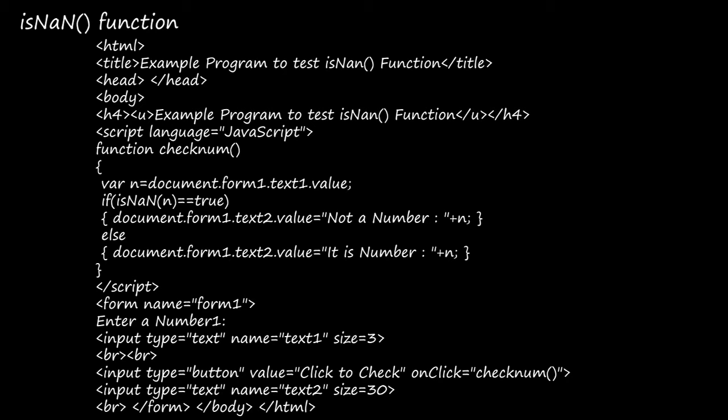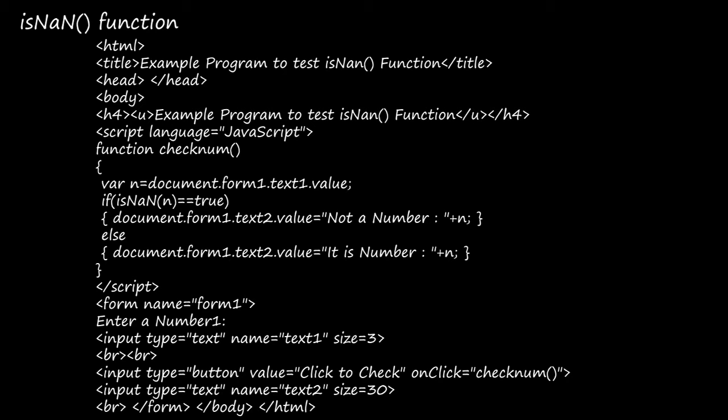And the next one, script language is equal to, inside the double quotes, JavaScript. Script language is equal to JavaScript, and then function checknum of, inside the open braces, first we are declaring variable n is equal to document dot form1 dot text1 dot value, right?